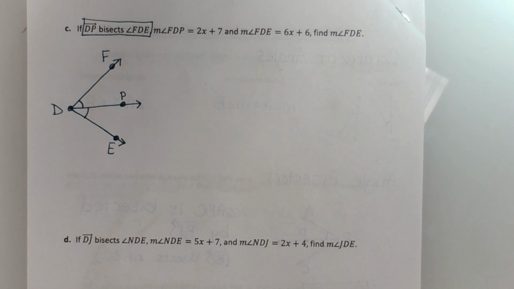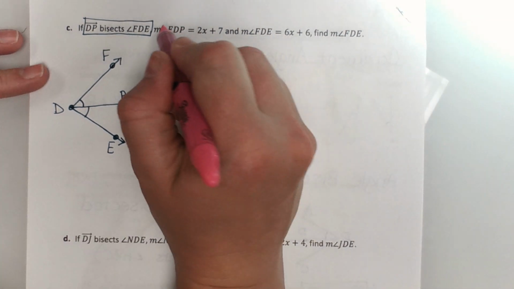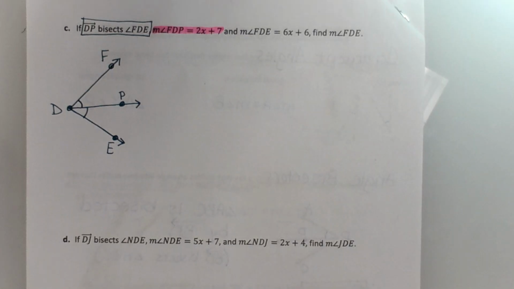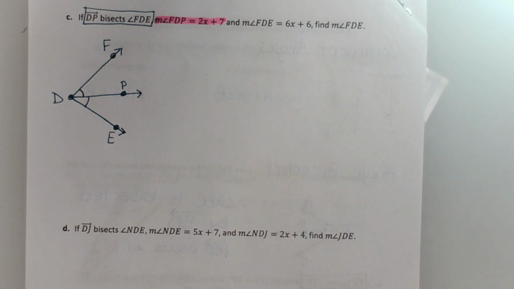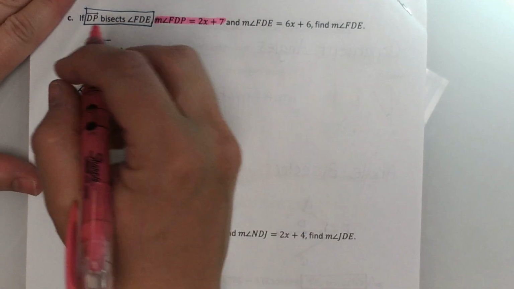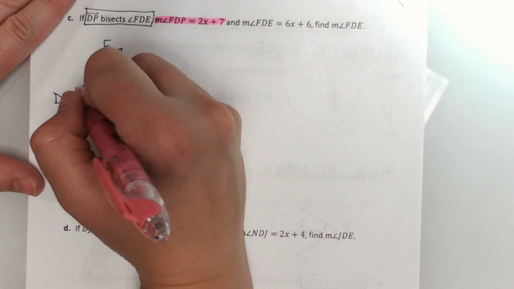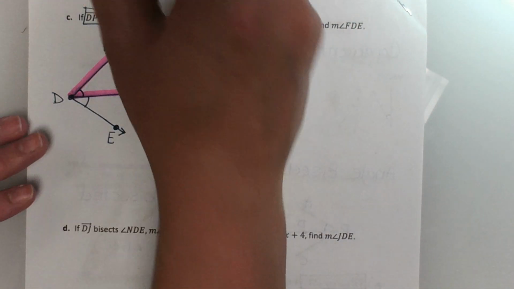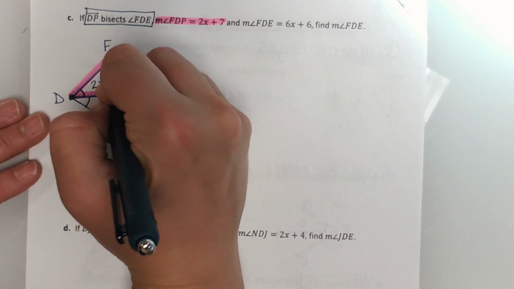Now with bisect problems, you have to be careful with what they're labeling. The first thing it labels is angle FDP. Top little angle, bottom little angle, or the big angle? D's in the middle, goes towards F, goes towards P, yep, top. That's 2x plus 7.